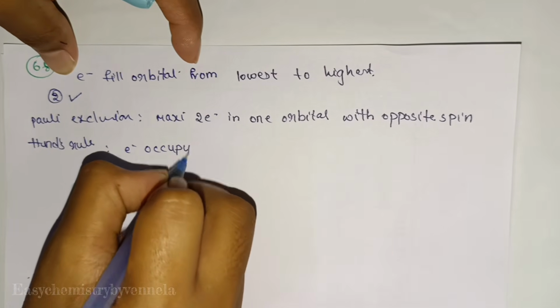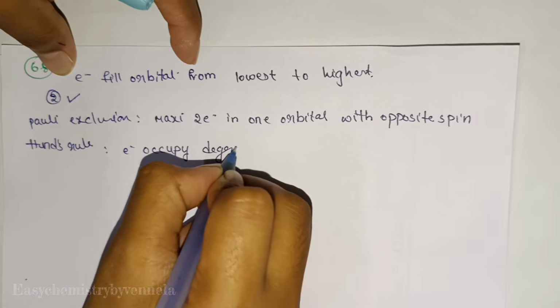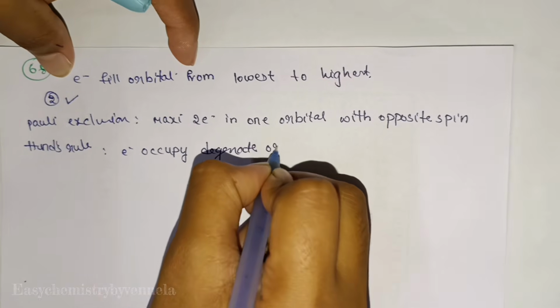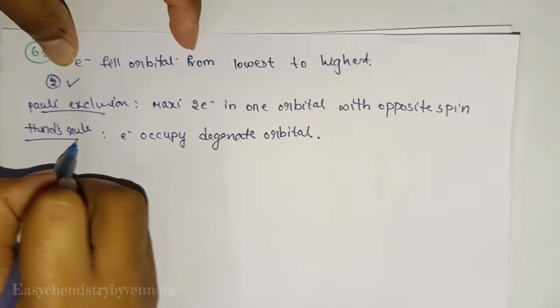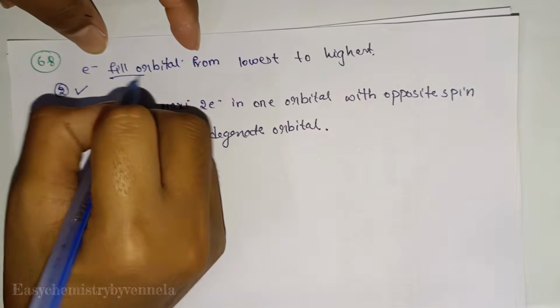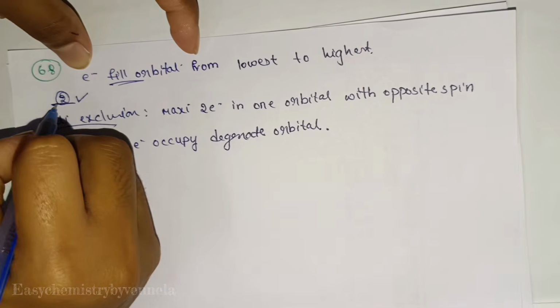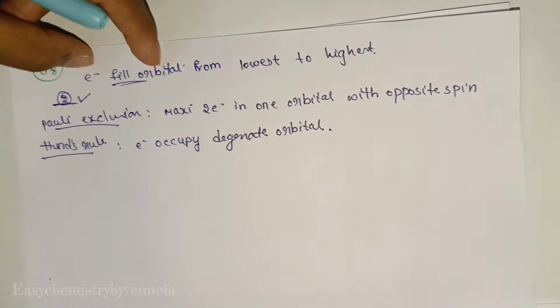Electrons occupy degenerate orbitals. This is Pauli, this is Hund's rule. Our question is half-filled. So, the second option is the correct one.